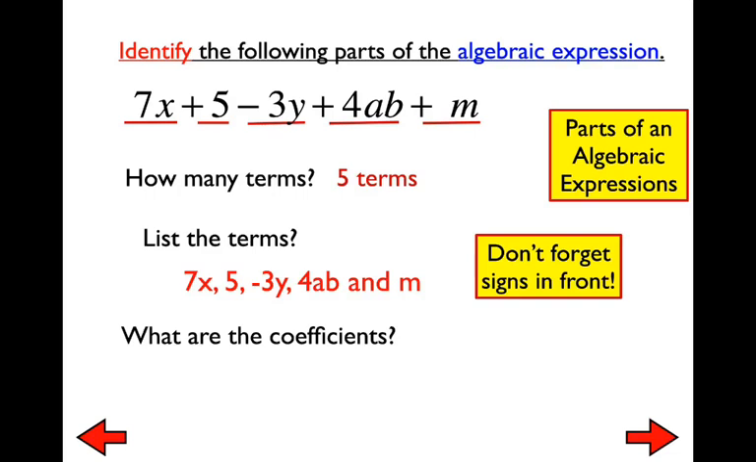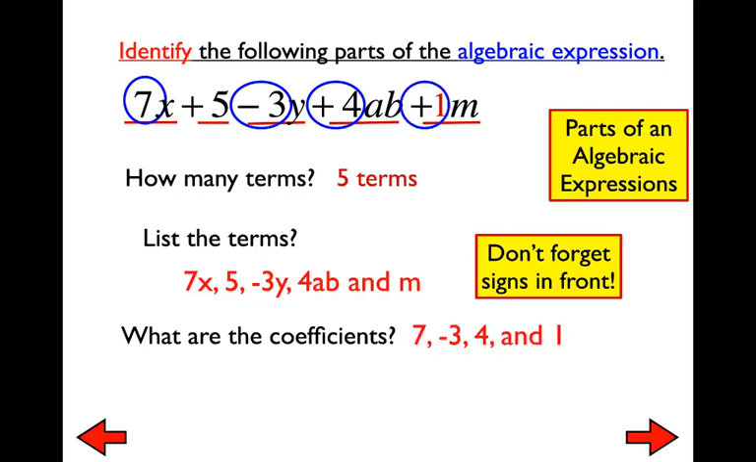What are the coefficients? Well, positive 7 is a coefficient, negative 3 is a coefficient, positive 4 is a coefficient. And remember, they're on a variable without a number. There really is a number there. We just don't have to write it. And so positive 1 is also a coefficient. And then we have that positive 5 with no letter next to it. Remember, that's not a coefficient. We call that a constant.